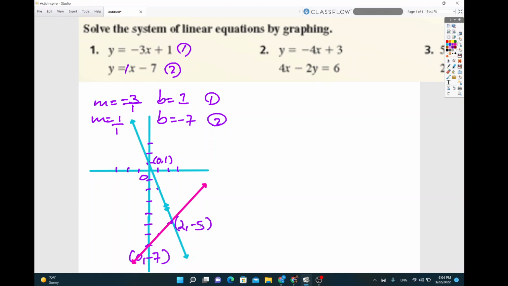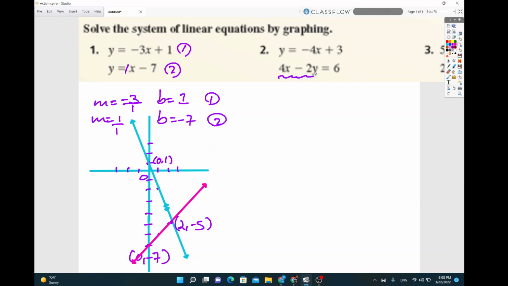Another nice thing about this, you can always check your work. Plug a number back into the original equation. If you do it mentally, negative 3 times 2 is negative 6, plus 1, which is exactly negative 5. And the other equation right here, 2 times 1, that's 2, minus 7, so it's negative 5. And the other equation is pretty much the same kind of strategy.